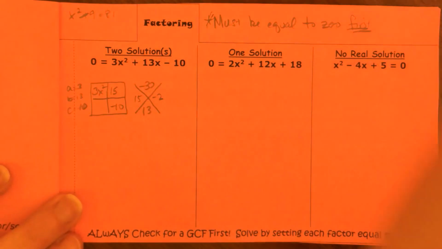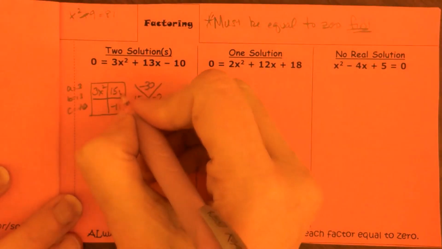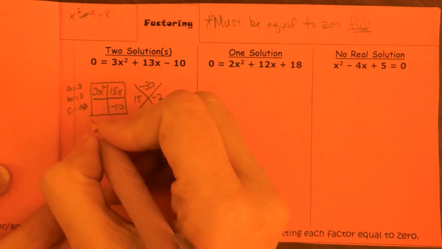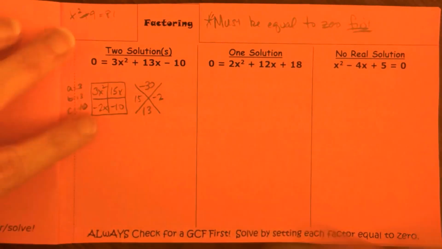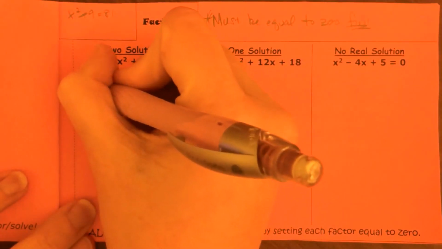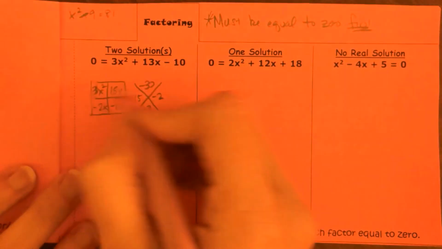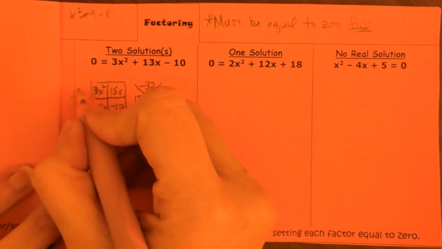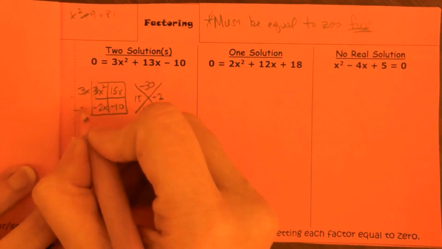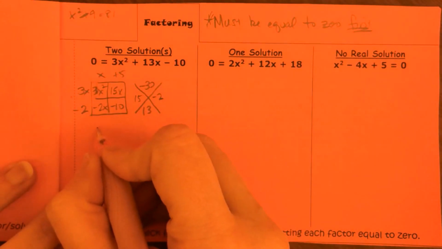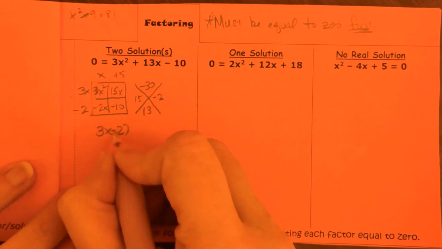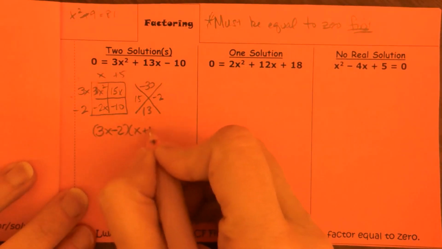15x goes here, and negative 2x goes here. Again, does it matter where it goes? No. I'm going to erase this just because I don't have room, but you would normally leave it there. Now I'm going to start taking out my GCF. The GCF here is 3x minus 2. Up here it's x plus 5. So my factors are 3x minus 2 times x plus 5.